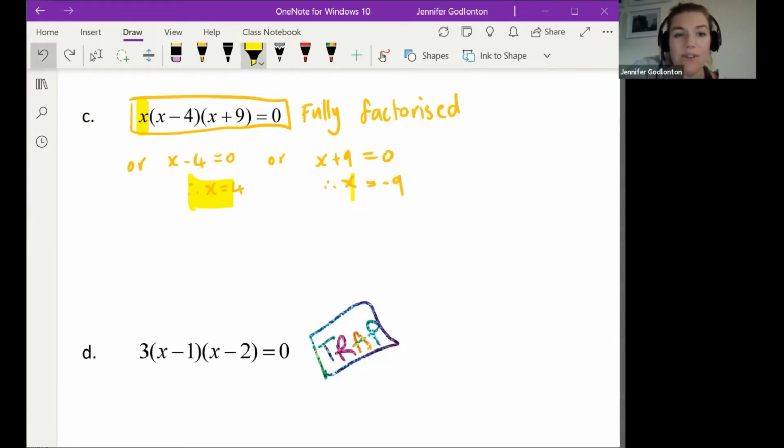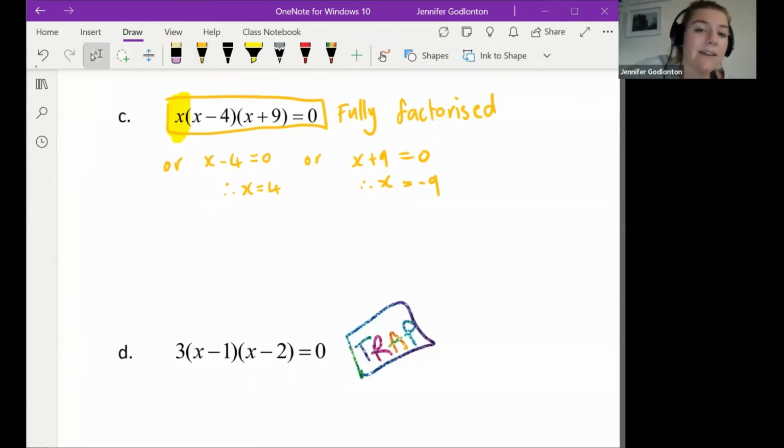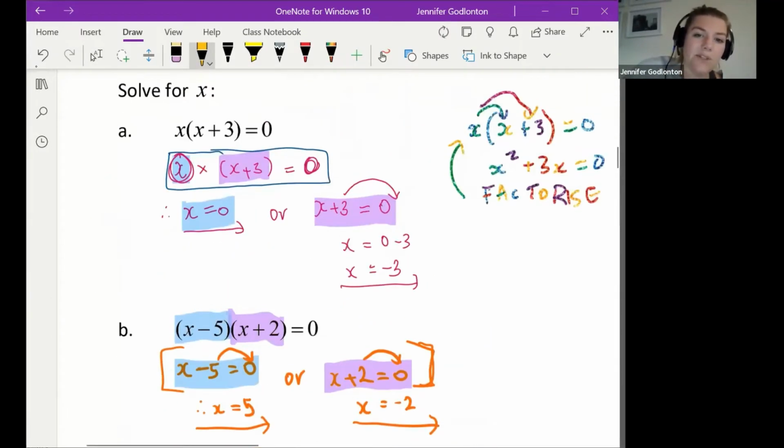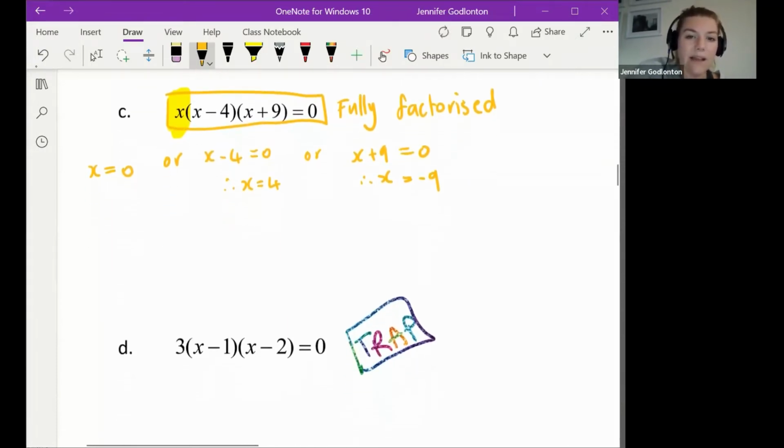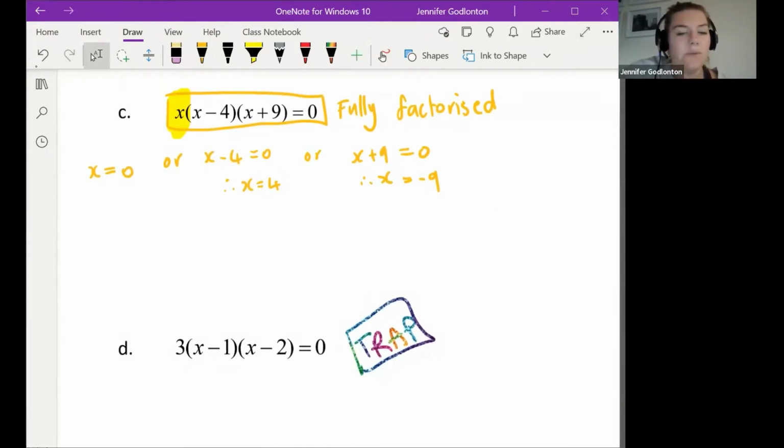So at the moment, if this was out of 3 marks, I've got 2 marks. Now we've got to deal with this little x over here. That's the same as me saying x times x minus 4 times x plus 9. So I'm actually allowed to say right from the beginning, x is equal to 0. It's the same situation as that x over there. That x just automatically becomes 0. So if you have an x that's on the outside of your brackets like that, we can just say that x would be 0. Okay, ma'am.